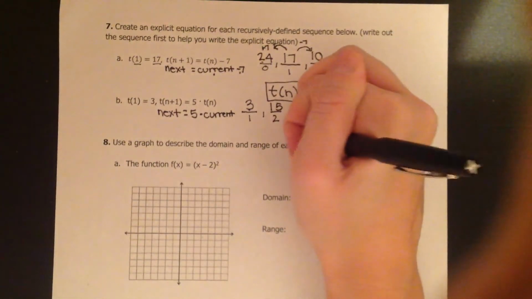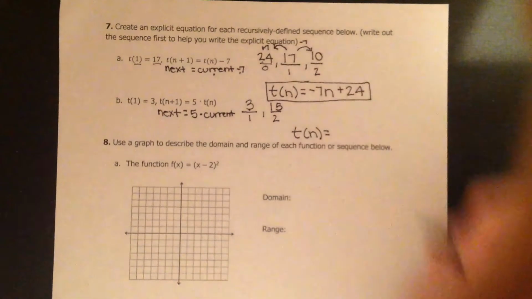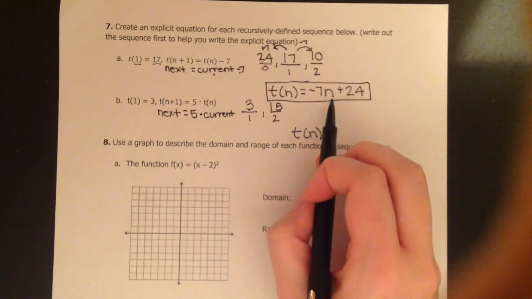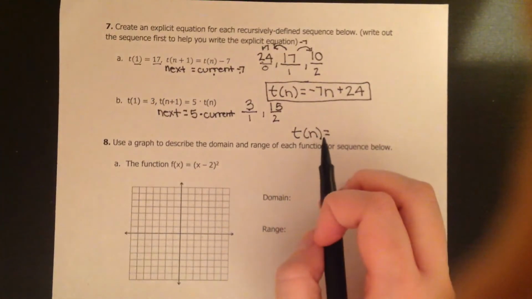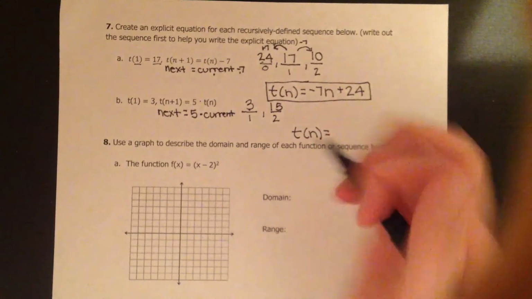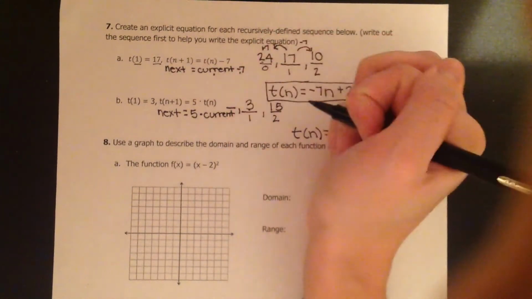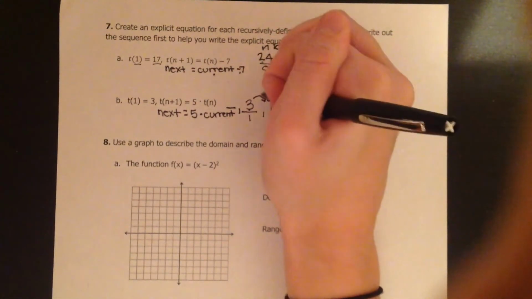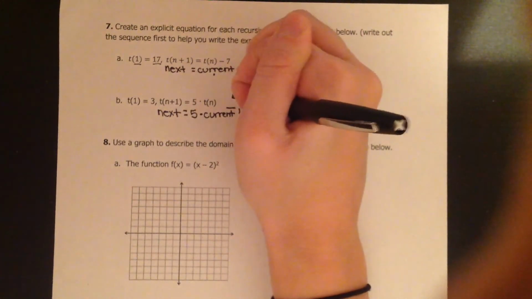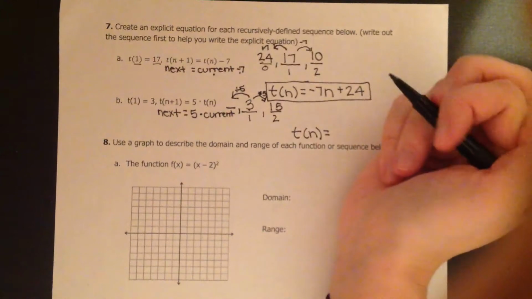So for our explicit equation, we start with t of n. And this one isn't adding, so it's not going to be in the same form as this. We need to do something that's going to be geometric. So for geometric, we're going to start with our zero term. So we're going to have to go backwards. So in order to go forwards, we did times 5. In order to go backwards, we're going to divide by 5.